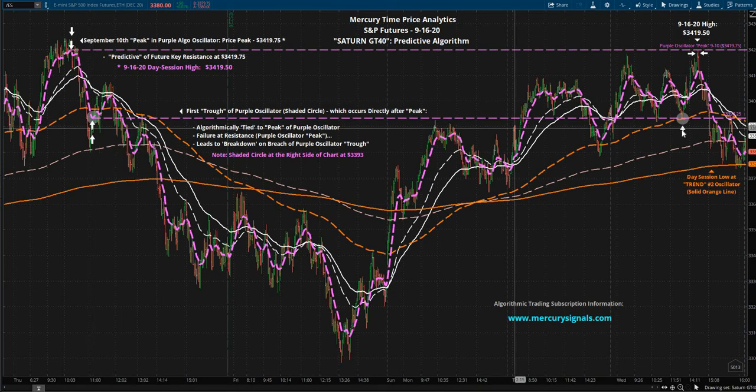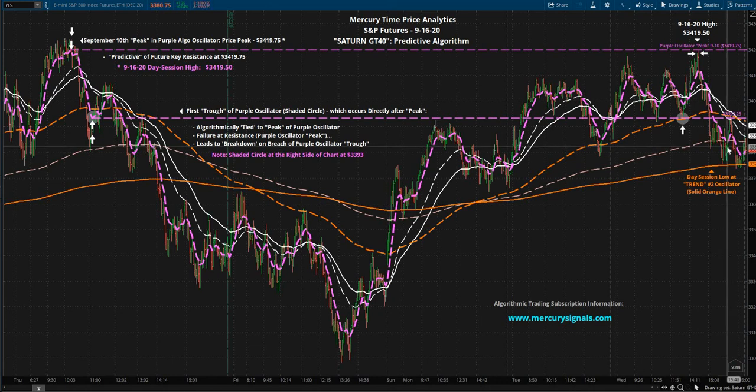Now, we took profits on this trade when it came down here into the number 2 trend oscillator. Made a low of 75.50, came back up, made a higher low at 77. So once it started going back up, we got out. We took profits on our last piece, on our runner.